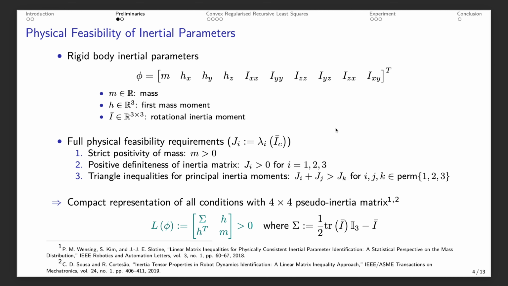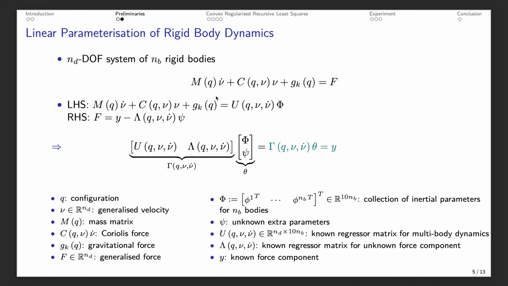The inertial parameters of a rigid body consist of mass, components of the first mass moment vector, and components of the rotational inertia matrix. Previous works have identified a set of inequality conditions that altogether describe the physical feasibility of these parameters. Interestingly, the positive definiteness of the 4x4 pseudo-inertia matrix compactly represents all requirements, and this condition describes the geometry of the space of inertial parameters.